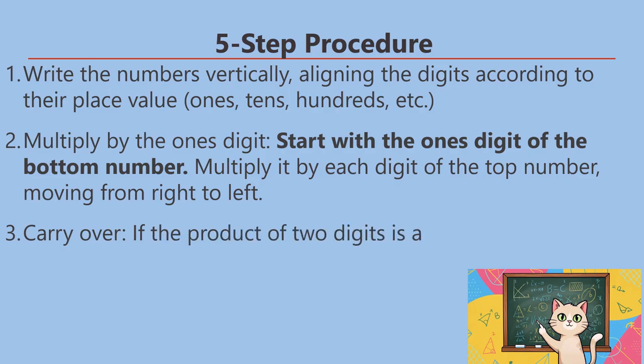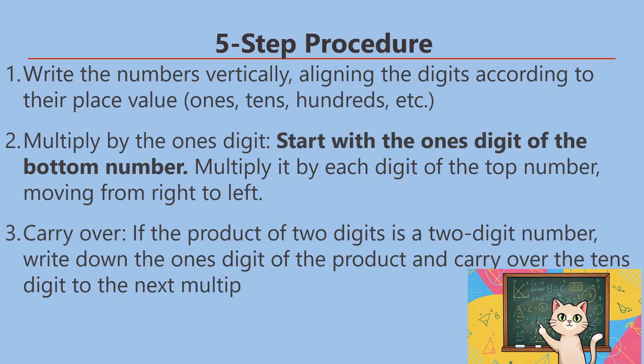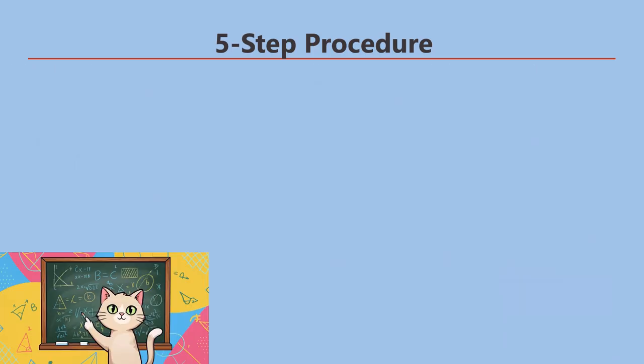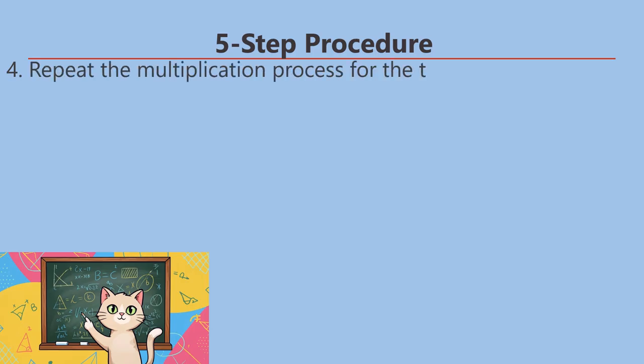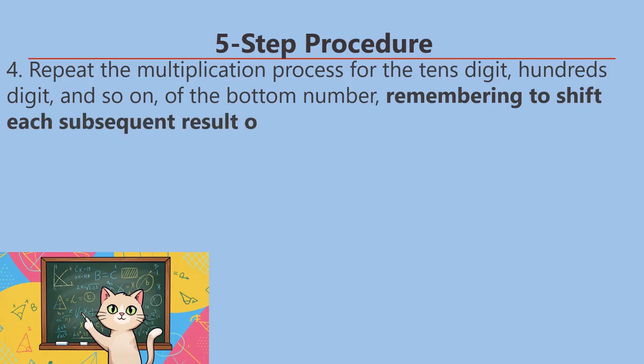Step 3. Carry over. If the product of two digits is a two-digit number, write down the ones digit of the product and carry over the tens digit to the next multiplication. Step 4. Repeat the multiplication process for the tens digit, hundreds digit, and so on, of the bottom number, remembering to shift each subsequent result one place to the left.